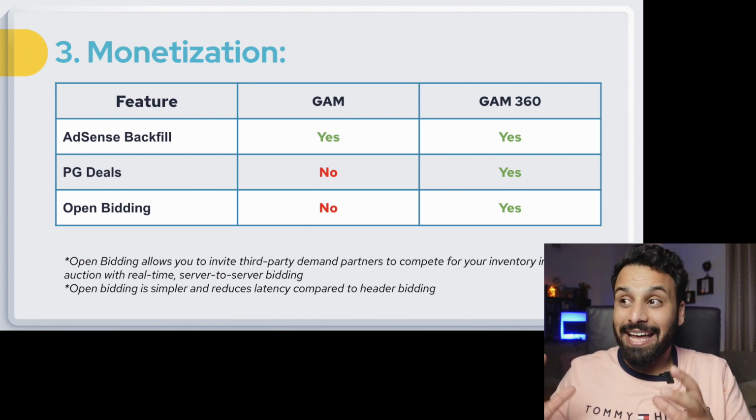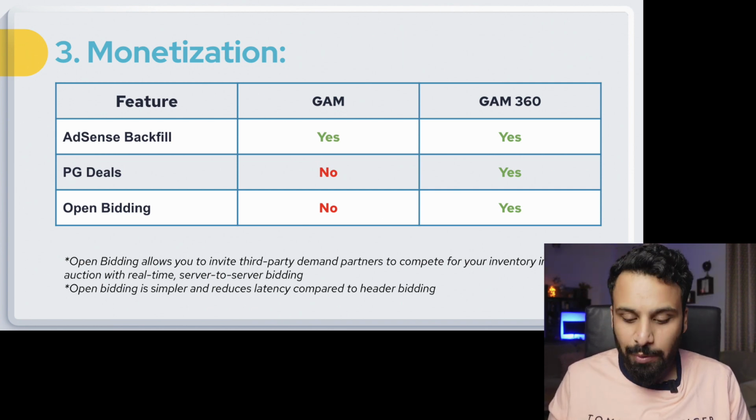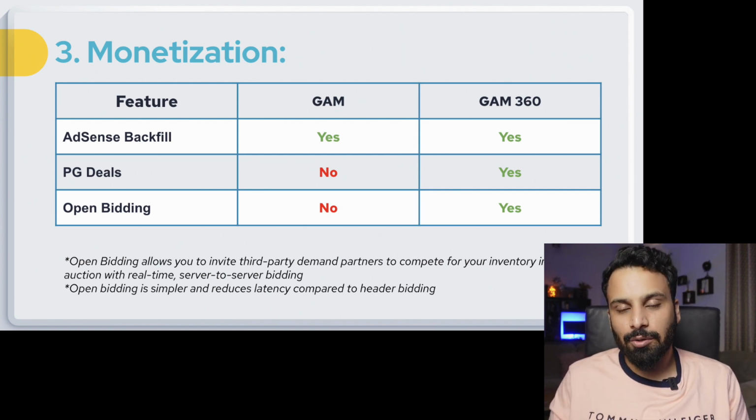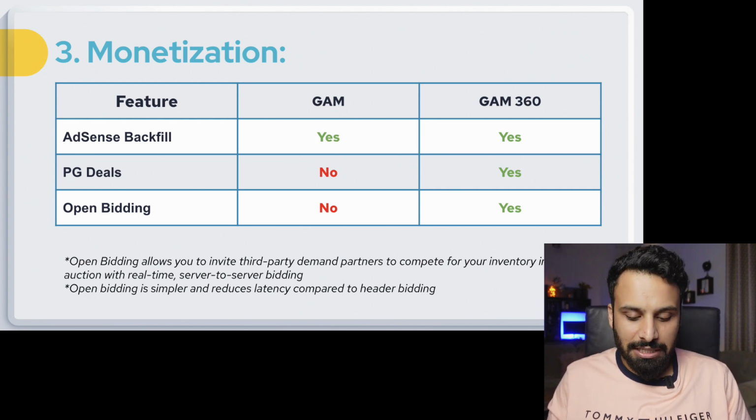If you have direct deals and someone wants to set up a programmatic deal on their DSP with your Google Ad Manager, you cannot do that. For that, you need to have Google Ad Manager 360. So PG deals are not available in Google Ad Manager.